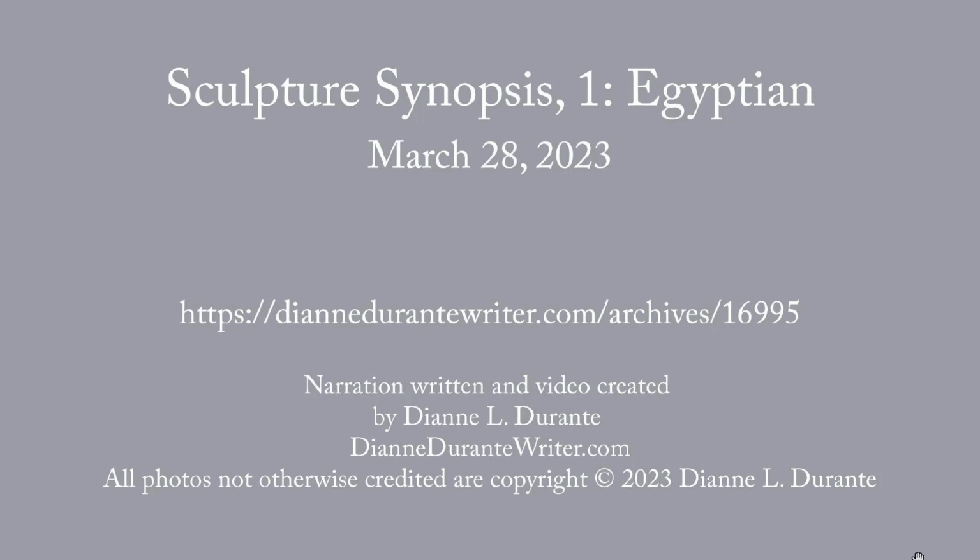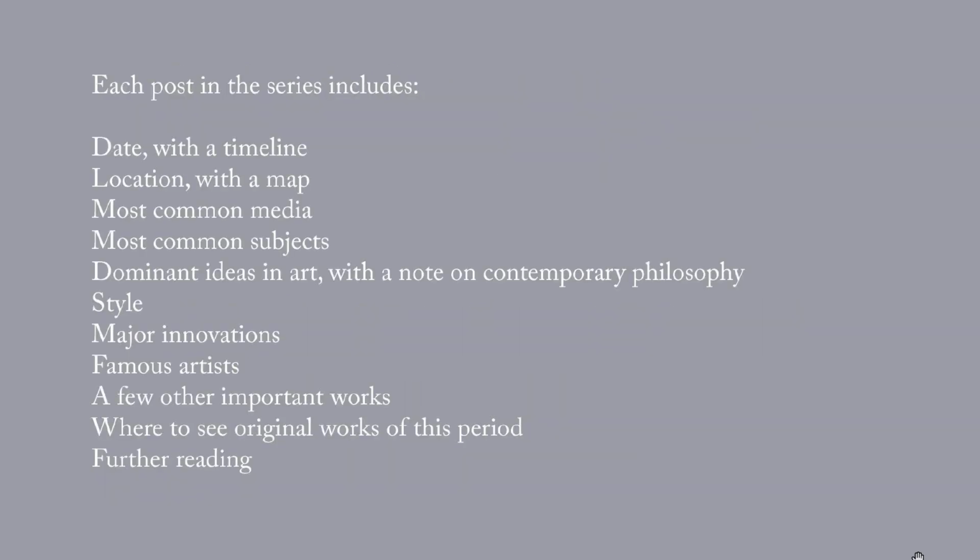This week's blog post is the first in a new series called Sculpture Synopsis. This one is on Egyptian art. This series of 12 posts is a quick overview of the major periods in Western art. It will focus almost exclusively on life-size or over-life-size sculptures.